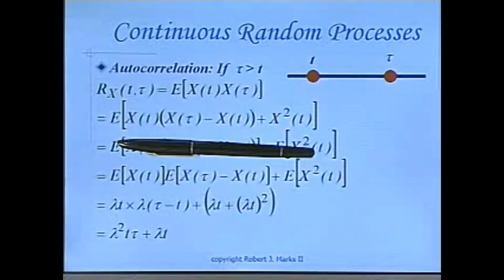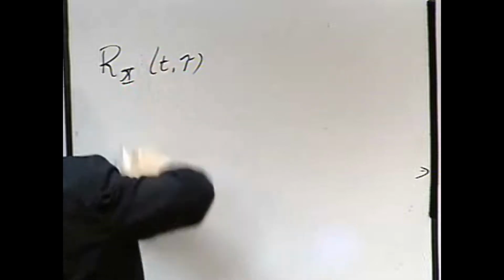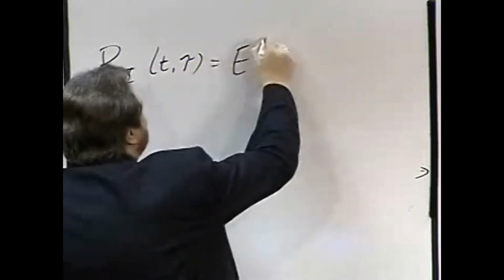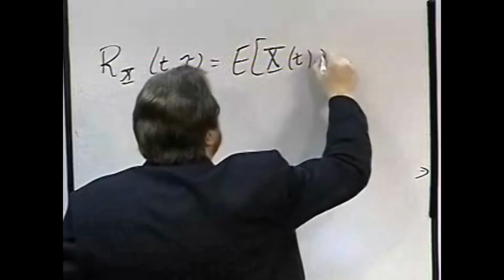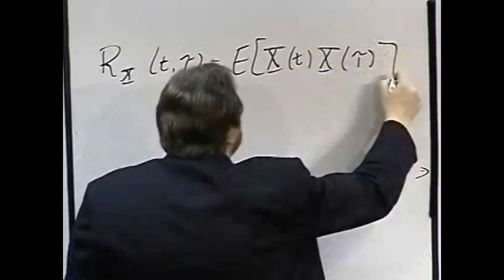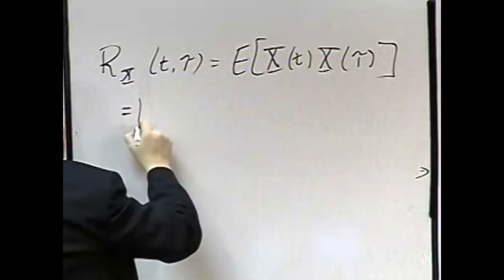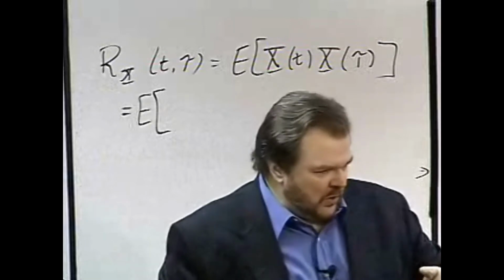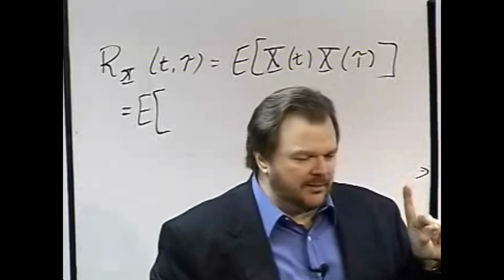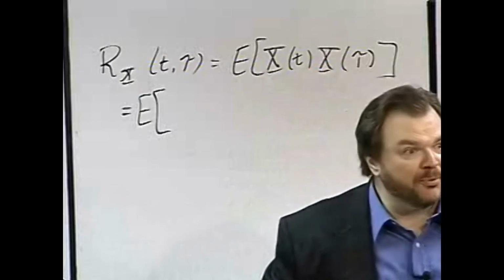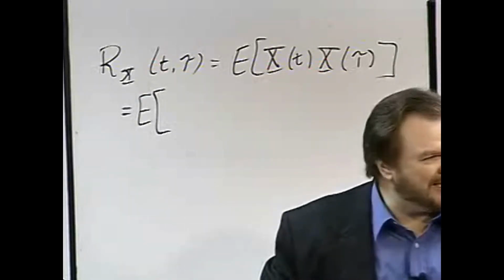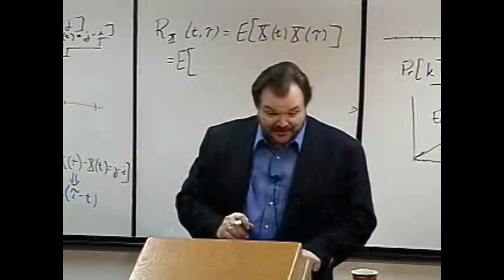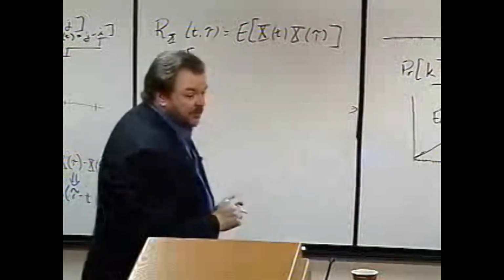So we start out with r sub x of t, tau. And then we're going to write this as the expected value of, and this is one of those clever things. You see it, and you go, ah, I see why they did it, but you don't know maybe what motivated the first person in history to do it. Because many times people are very, very clever, and they do things, and you don't know why they did it, but it does work. And that indeed is the sort of thing that we have here.